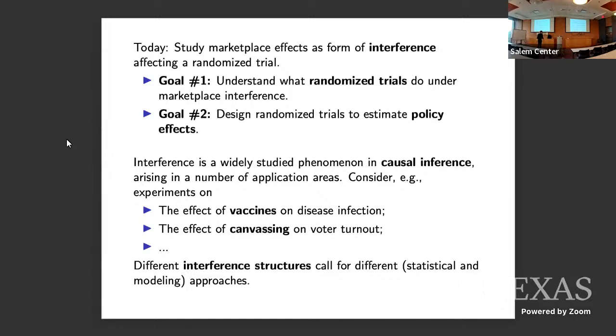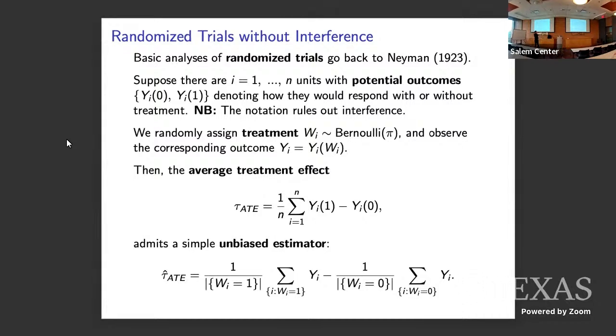Cool. All right, so before we talk about interference, here's the one mandatory slide on randomized trials without interference, just to get on the same page. Randomized trials, of course, go back to work by Neyman. The standard model assumes that each unit in your study has two potential outcomes, yi0 and yi1, corresponding to what would have happened to them with or without treatment. In a randomized controlled trial, you randomly assign treatment, drawn from a Bernoulli. The observed outcome is the potential outcome corresponding to the treatment.